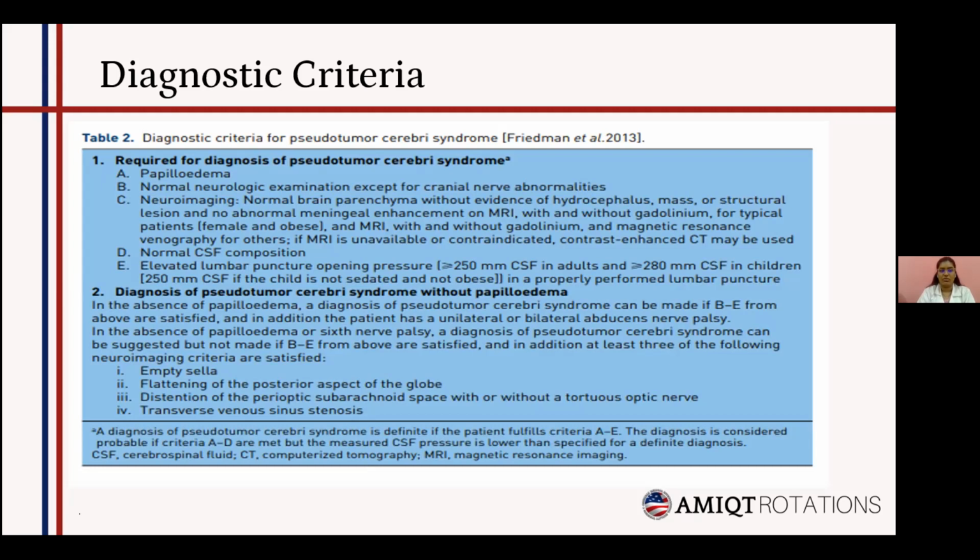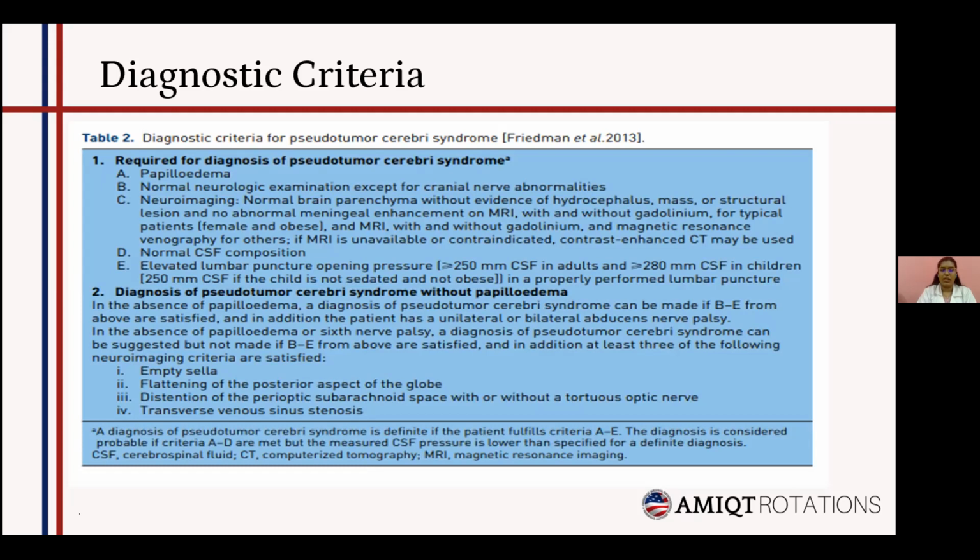And we can also go for an MR venogram to look at the venous system. The fourth criterion is a normal CSF composition. And the fifth one is elevated CSF opening pressure on a lumbar puncture. A CSF opening pressure of more than 250 mm of water in adults and more than 280 mm of water in children is considered to be elevated.